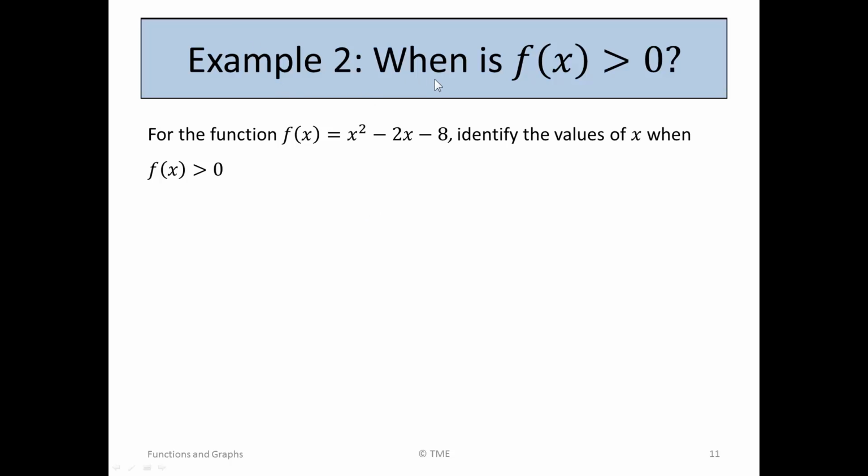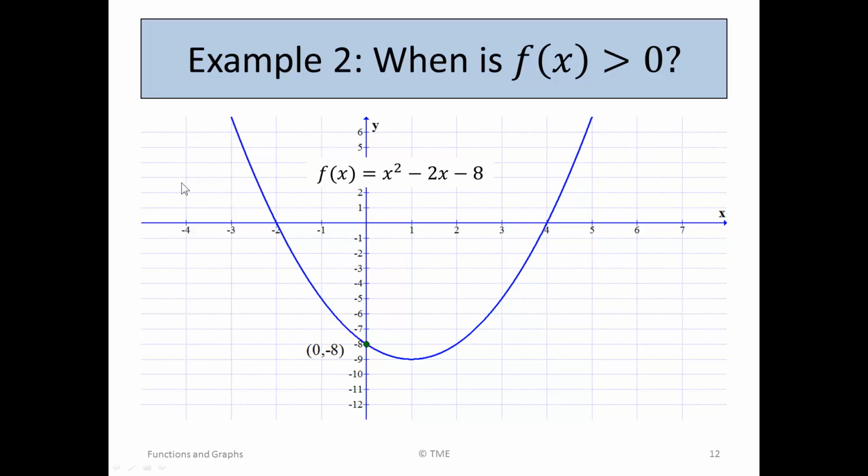Example 2. You're asked, when is f(x) greater than 0? So let's look at the function f(x) is x squared minus 2x minus 8. And we're asked to identify the values of x when f(x) is greater than 0. Remember that f(x) is really y, the other variable. When is the vertical greater than 0? When are we above the x-axis?